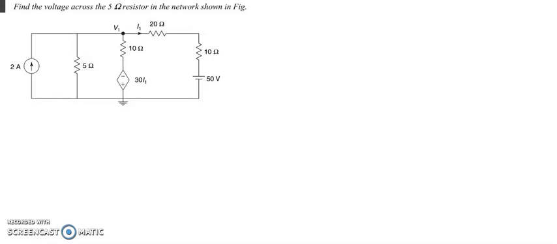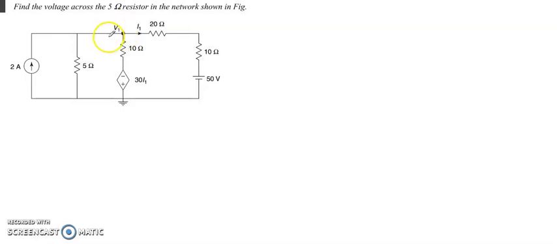I'll be explaining to you a problem of nodal analysis with dependent sources. Here, the question is to find the voltage across the 5 ohm resistor in the network shown in the figure. Here, this is the 5 ohm resistor. Therefore, we have to find V1.